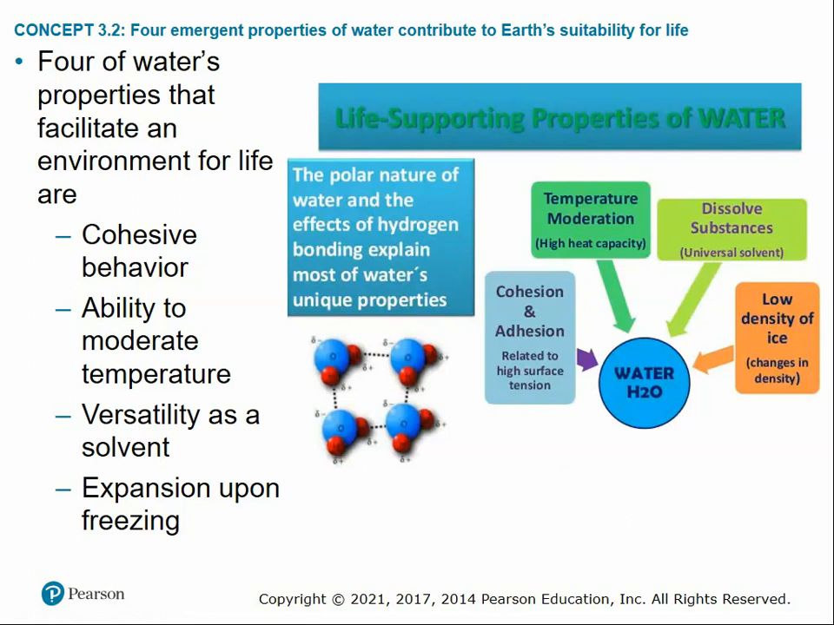Some of these unique emergent properties of water that help facilitate an environment to support life are, first, cohesive behavior. This is that hydrogen bonding activity, right? Water molecules tend to stick together and can form surface tension. Second, water has an ability to moderate temperature. It has what we'll look at called a high heat capacity and high heat of evaporation. Third, water is known as the universal solvent, so it's very adept at dissolving different substances and facilitating a lot of our biochemical reactions in the cell.